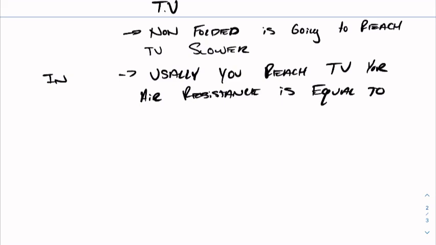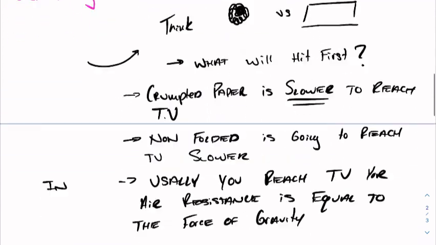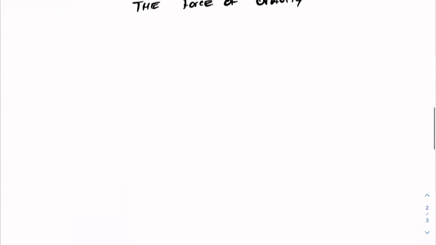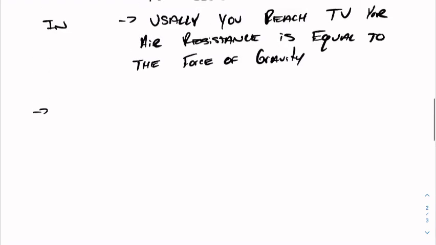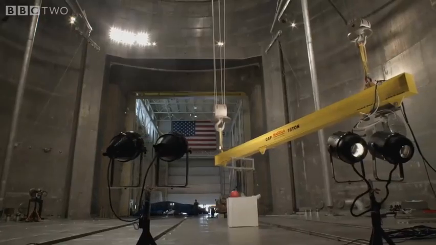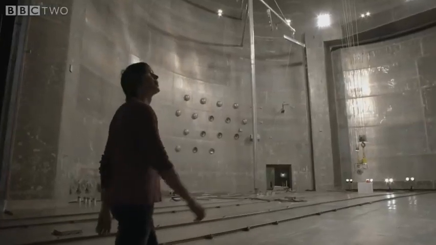So what you'll see in this next video by Brian Cox from the BBC, he is going to drop in a massive air chamber a bowling ball and a feather. And you will find that in a vacuum, both the bowling ball and the feather drop at the exact same rate. And that rate is negative 9.81 meters per second squared.